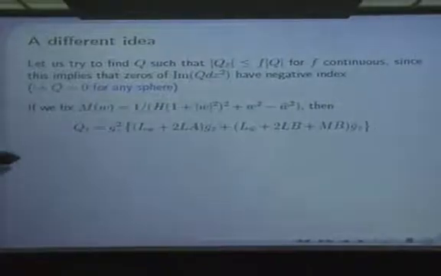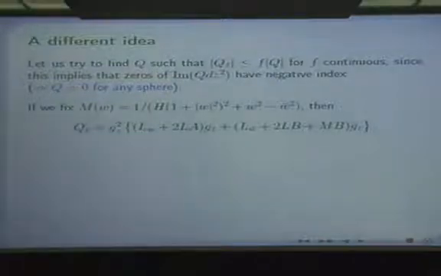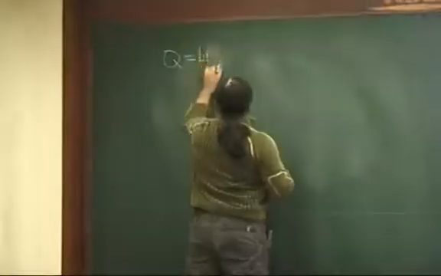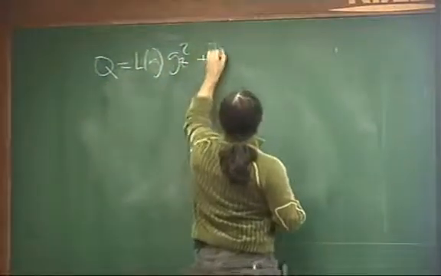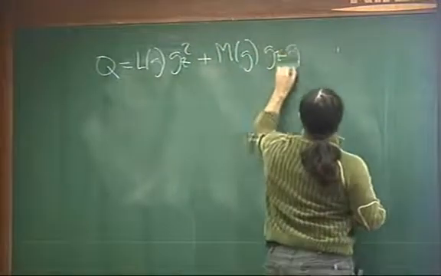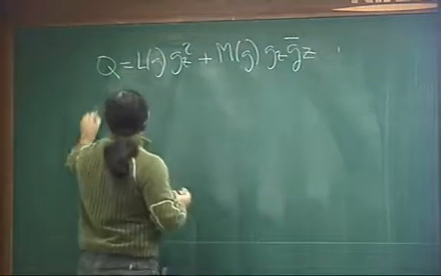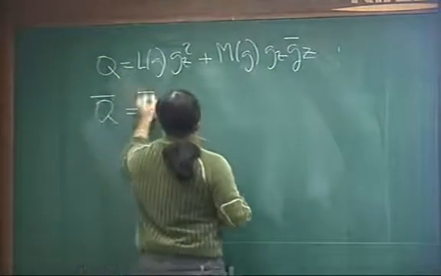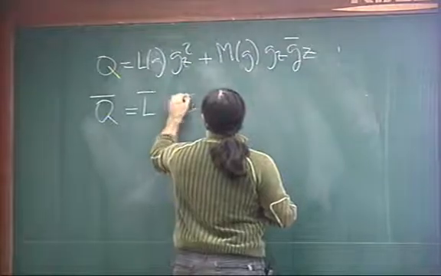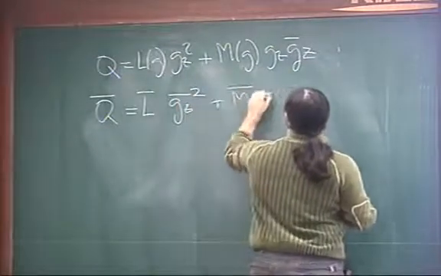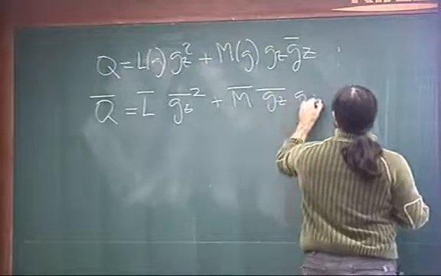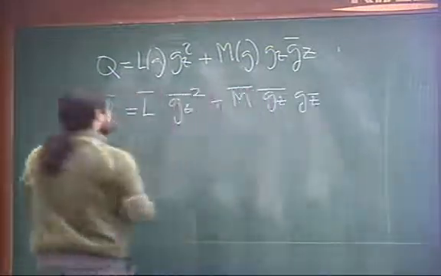Okay, so if you chose M like this, then Q set gets simplified by that expression. But now you also have the definition for Q. The definition for Q was L of G, G set square, plus M of G, G set, G bar set. So if I do the conjugate of this, I get L bar, G set bar square, plus M bar, this thing. Okay, this is the conjugate.